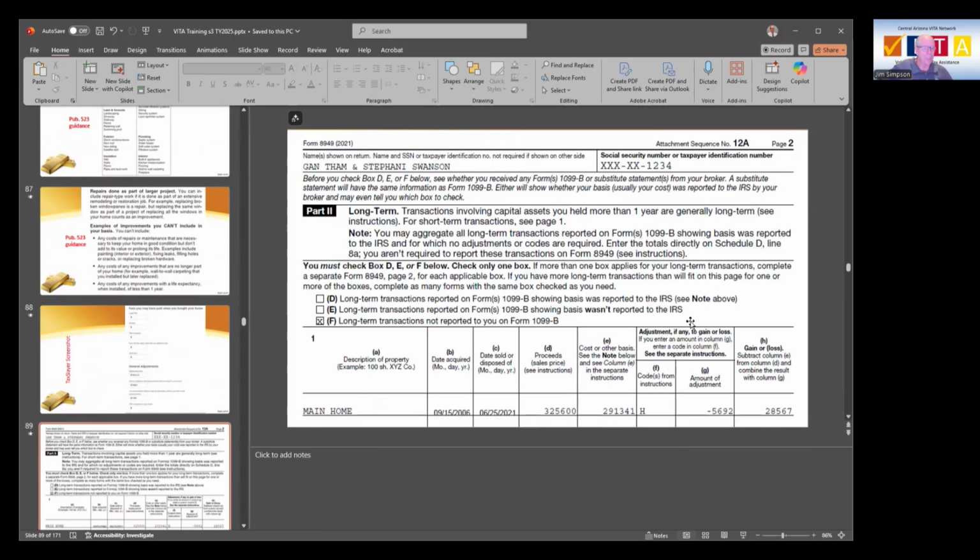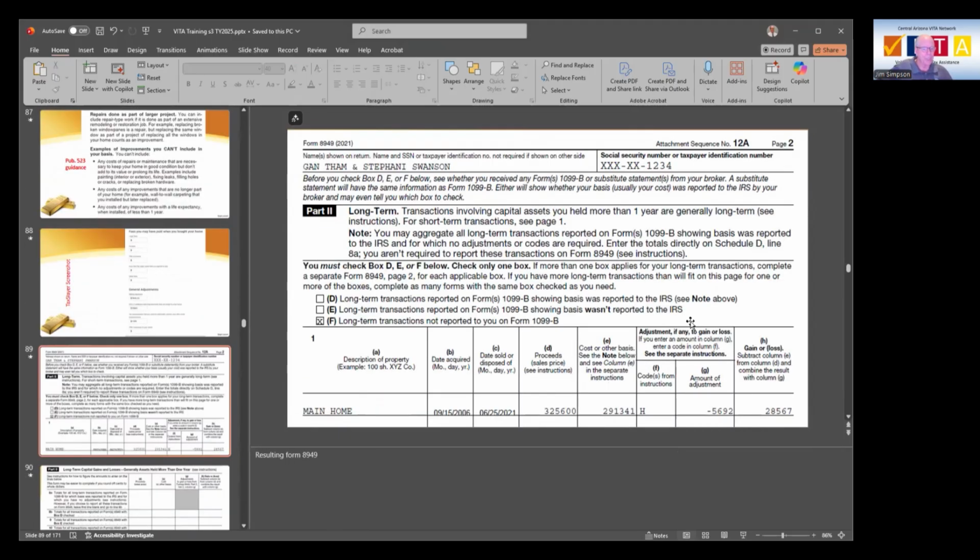So here is how you would put that in on a main home. There is a code for an adjustment, code H. If there was a gain, we put in this code H and it adjusts the gain.